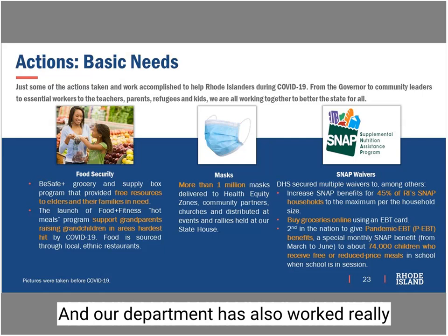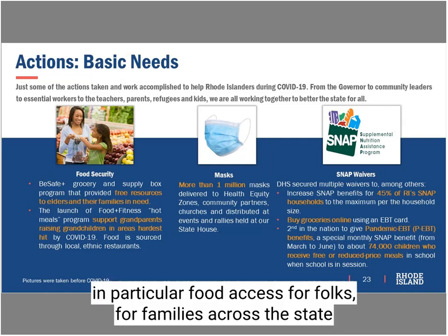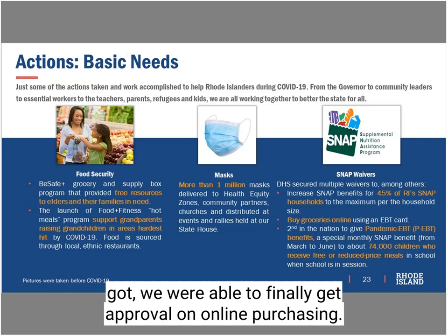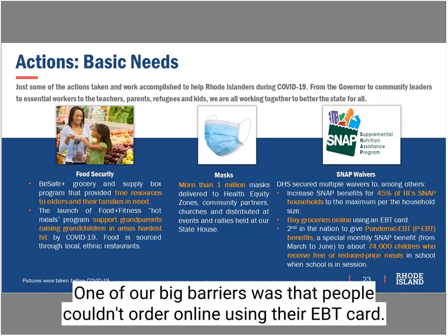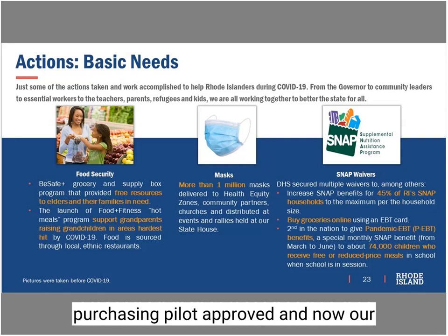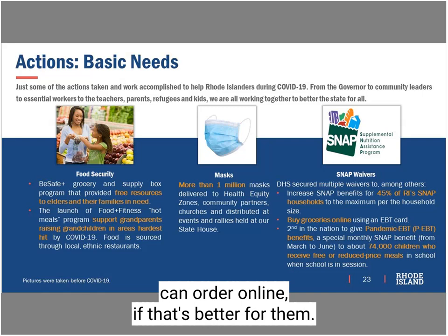Our department has also worked really hard to take advantage of federal waivers where we could to increase access to, in particular, food access for families across the state. And so like many states, we increased the amount of SNAP that about half of our households got. We were able to finally get approval on online purchasing. One of our big barriers was that people couldn't order online using their EBT card, and so we did very quickly get an online purchasing pilot approved, and now our SNAP customers have access to Amazon and a few other select retailers where they can order online if that's better for them.